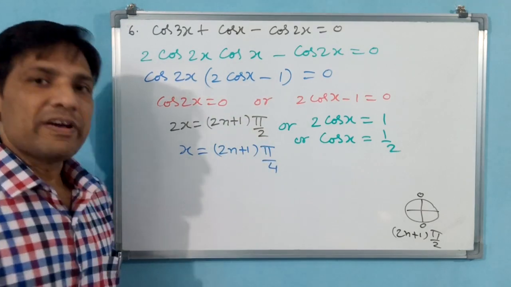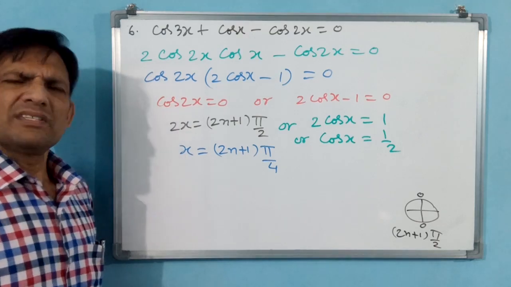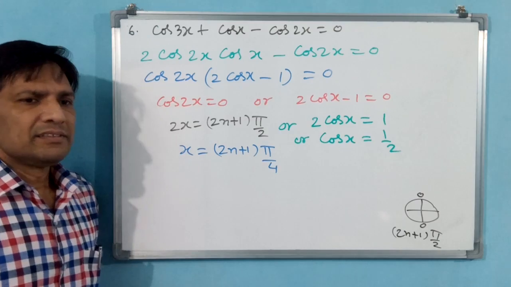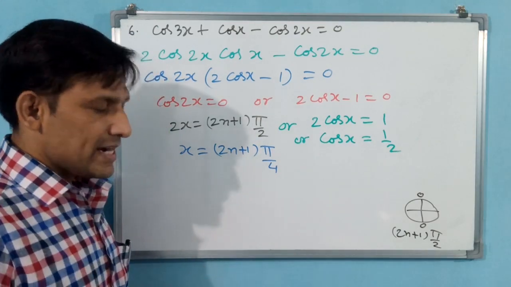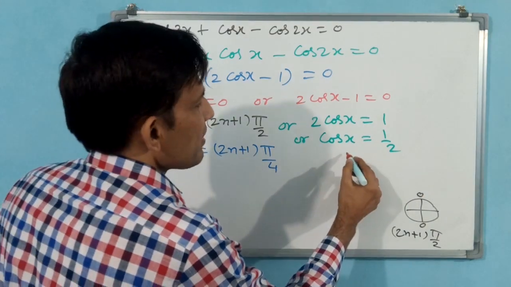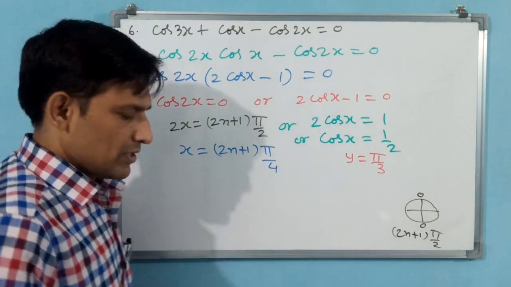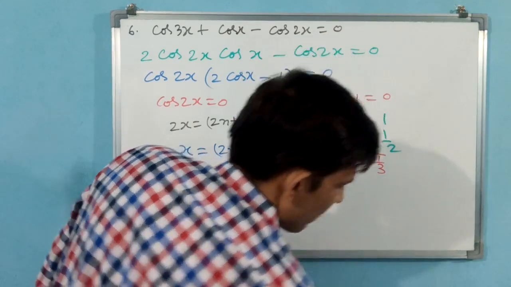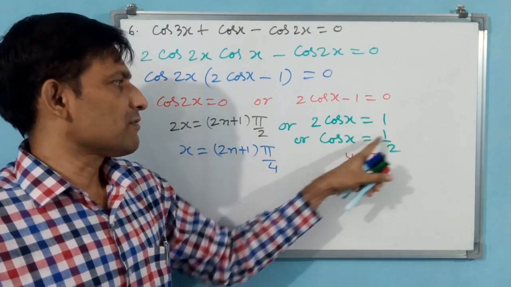Okay. Cos x, where it comes 1 by 2? Positive only. 60 degree. 60 degree means pi by 3. Now that value write as y. Don't write as x. Cos x is equal to 1 by 2 means y is equal to pi by 3. You understand, na? Pi by 3. Why pi by 3? Pi by 3 is 60 degrees. At 60 degrees, cos is 1 by 2.